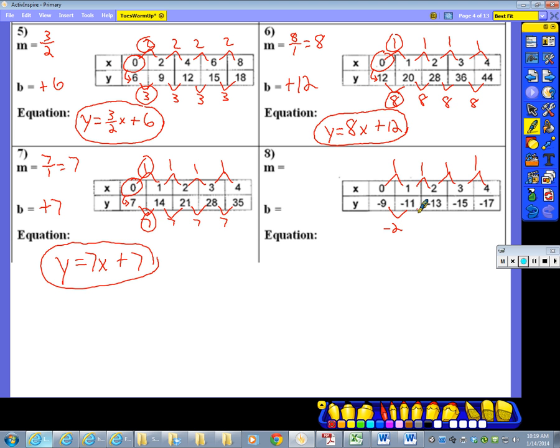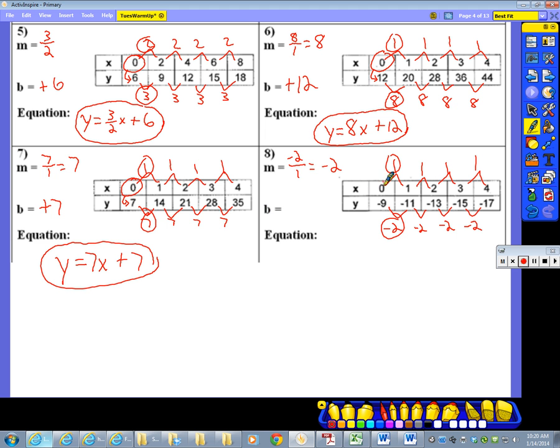You got to think back to 7th grade. To go from -9 to -11 is you're subtracting 2. And then from -11 to -13 is also -2. -13 and -15 is -2. And from -15 to -17 is -2. So when y changes by -2, x changes by 1. This will simplify down to -2.